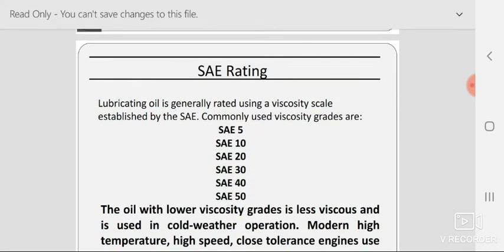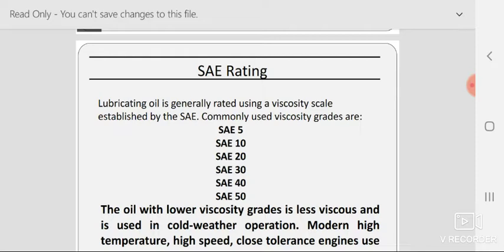Now, SAE rating. This is the standard rating of lubricating oil used in a viscosity scale. Commonly used viscosity grades are given here. You can see SAE 5, 10, 20, 30, 40, 50. The oil with lower viscosity grades is less viscous and is used in cold weather operation. That means the oil having SAE 5 is the least viscous and the oil saying SAE 50 is the most viscous.